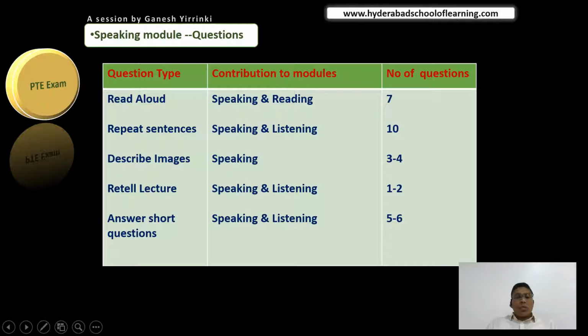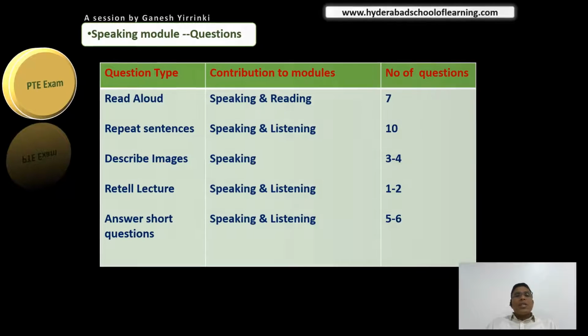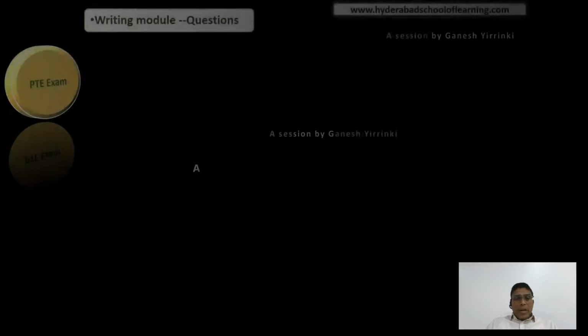And answer short question. This is the least weighted question in speaking module, and we have points to speaking and listening, but very less, of course, when it comes to contribution. And you may get around 5 to 6 questions from the answer short question category. And after this, you will move on to writing module.